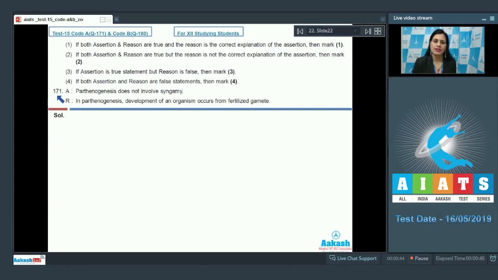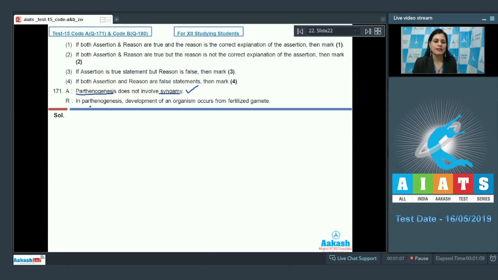Now, question number 171, assertion given is parthenogenesis does not involve syngamy, and this is a true statement. Parthenogenesis does not involve syngamy. Syngamy means fusion of gametes. There is no fusion of gametes occurring in parthenogenesis.